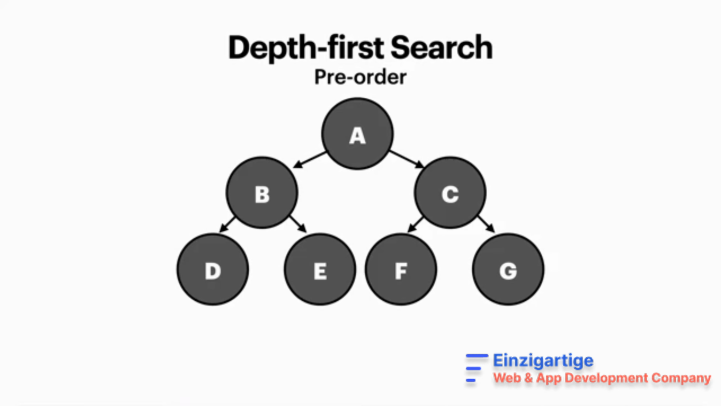In pre-order depth-first search, we're going to process A first, and then we're going to move on to the first of A's children, which is B. We're going to process B, and then we're going to move on to D. Once we've done D, we're going to move back to B, move down to E, and continue the whole way through the tree. So let's have a look.